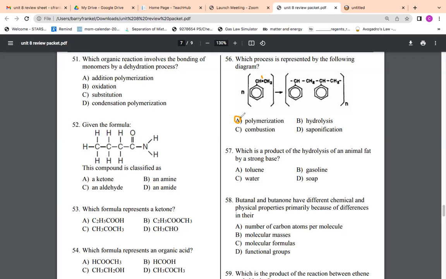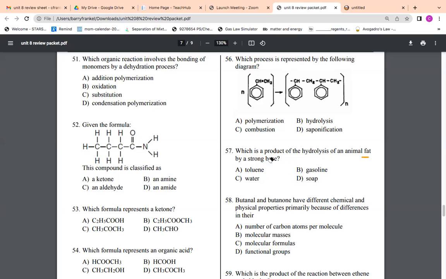Number 57, which is a product of the hydrolysis of an animal fat by a strong base. So when you take a base and a fat and you have them react, you will get soap. This is describing a saponification reaction. Also, don't forget you have another byproduct that will be glycerol, a type of alcohol.